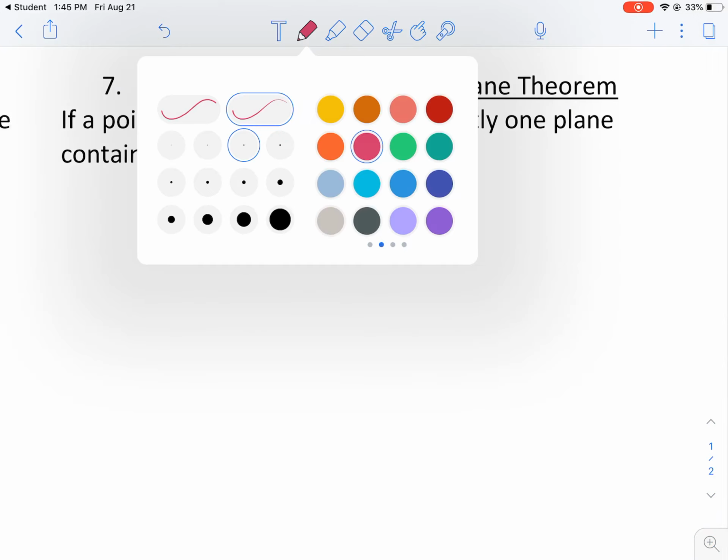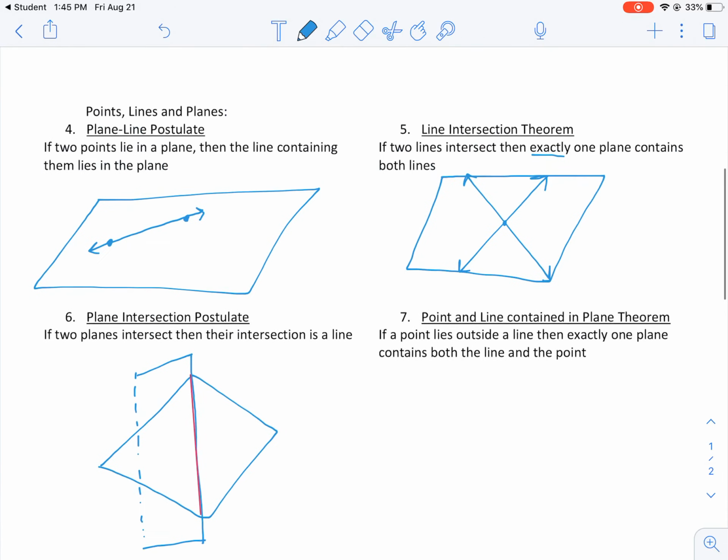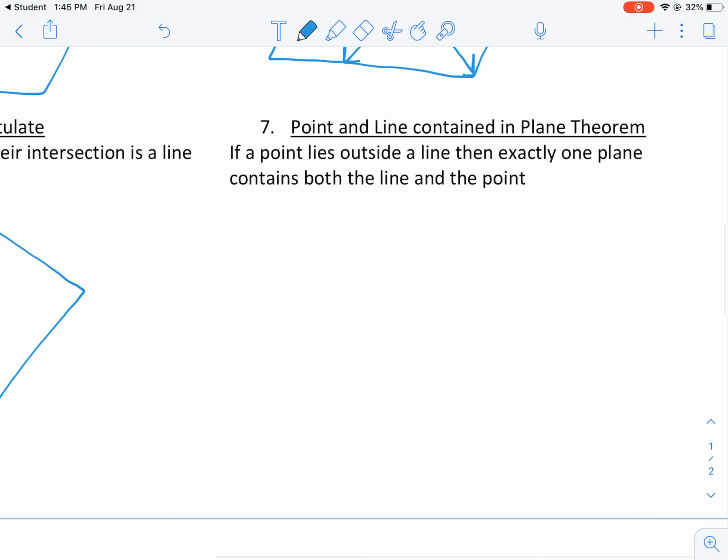So the last one that we have is the point and line contained in plane theorem. Okay, what does that mean? It says if a point lies outside a line, then exactly one plane contains both the line and the point. So this is pretty much the same thing as this one up here, all right? This one, except instead of having two lines, we're just having a line and a point.